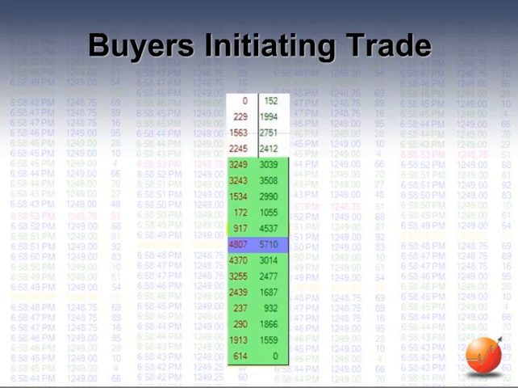Obviously, when we have sellers responding and they're unable to initiate enough trade to reverse the market or break it down, and buyers in fact initiate enough trade to get through those levels, we would say that there's buyers initiating trade, which would indicate the beginning of a breakout.